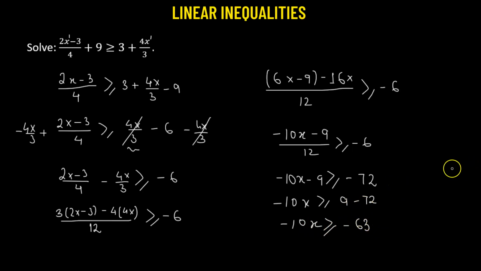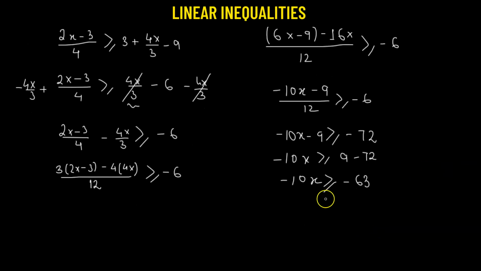Now what we will do, we will multiply both sides with negative 1. So when we multiply both sides with negative 1, we have to be careful with the sign here. What will happen is that the sign of the inequality will flip. So that means it was earlier greater than or equal to, now it will become less than or equal to. So that means we have 10x less than or equal to 63.